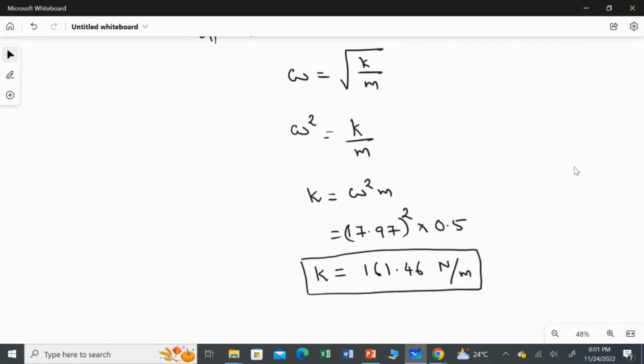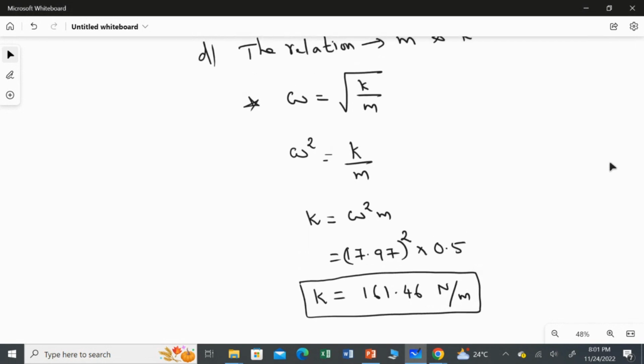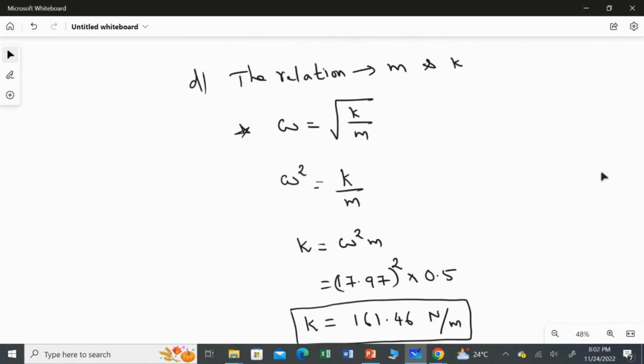So in this question, you can't use Hooke's law, because we don't have the value of the force or the other quantities. So we have to write the relation connecting the spring constant and the mass to the angular frequency, which is given by the equation omega equals square root of k over m. By using this equation, we can easily find the spring constant, right? So this is the answer for our fourth part.